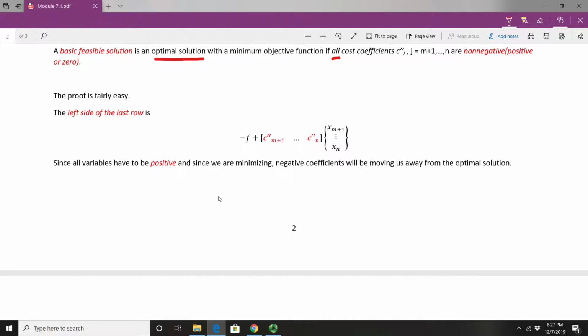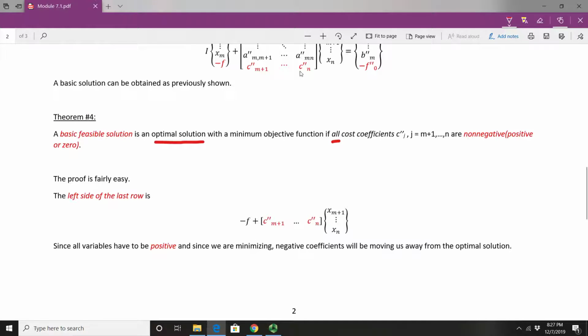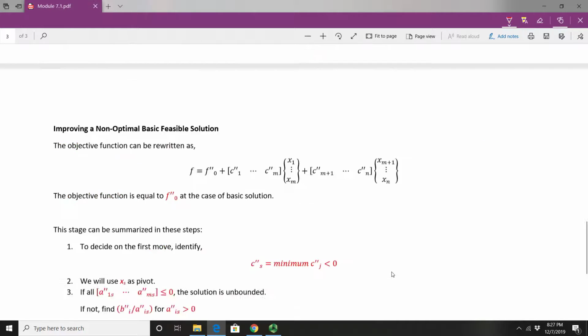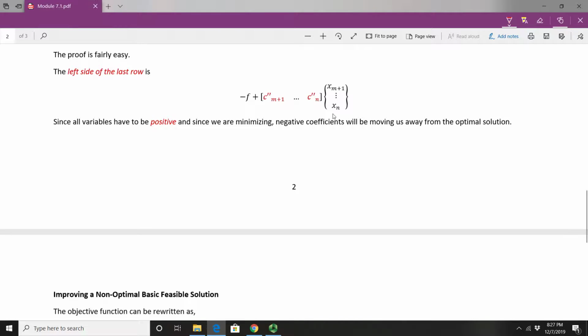If you look at the left side at the last row, here it is. So I'm taking a line like this, a bad line. If you take this line alone, here it is, you can see that all these numbers have to be positive. And if we are minimizing, a negative coefficient will add to this, so it will take me away from the minimum. Remember that your x's are always equal or greater than 0.